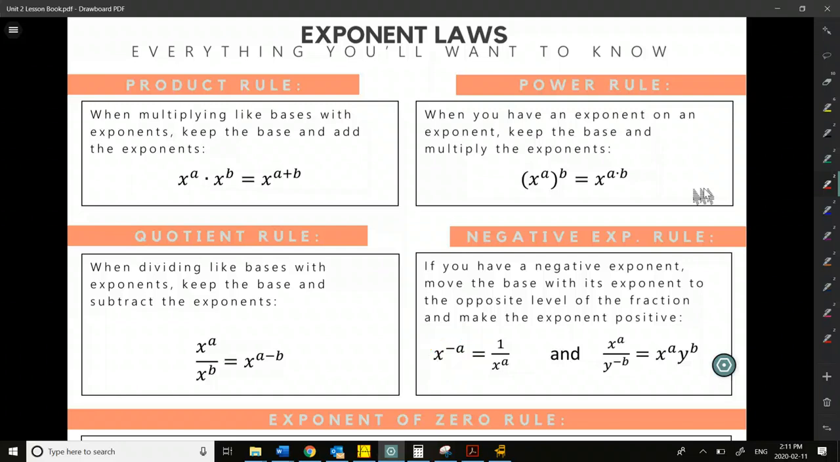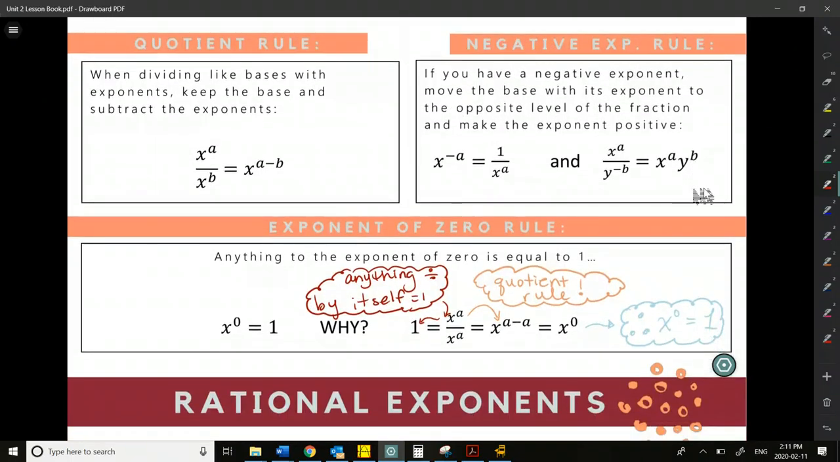Or you can switch it, whatever side of the numerator or denominator it's on, you can move it to the other one and make it positive. So if you see something with a negative exponent in a denominator, you can actually move it up to the numerator and make the exponent positive. So that's the negative exponent rule. We also have the exponent of 0 rule, so anything to the exponent of 0 is equal to 1.